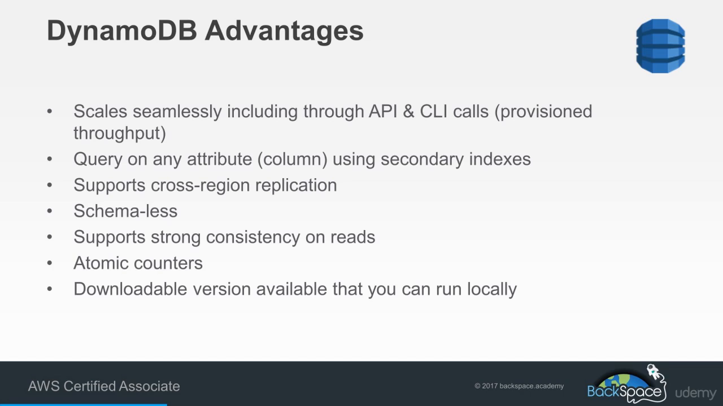The advantages of DynamoDB are that it scales seamlessly, and it does that simply through API and CLI calls, so you can change the provisioned throughput of your database as simply as just doing a call. So there's not much involved in that, and it's a very, very quick process. So it does scale far quicker than you would see in a normal relational database. You can query on any attribute or column using secondary indexes. It supports cross-region replication and does that quite easily. It's schemaless like most NoSQL databases.